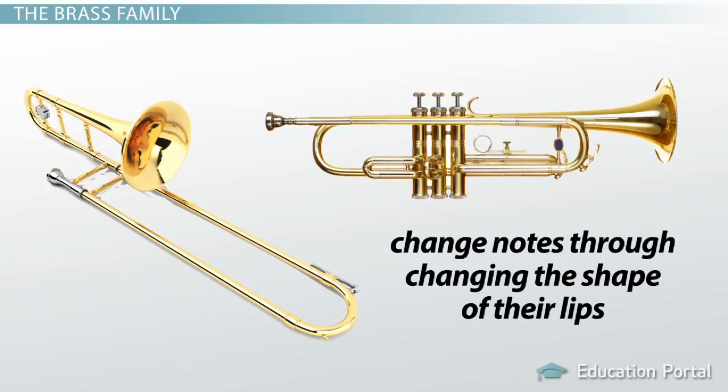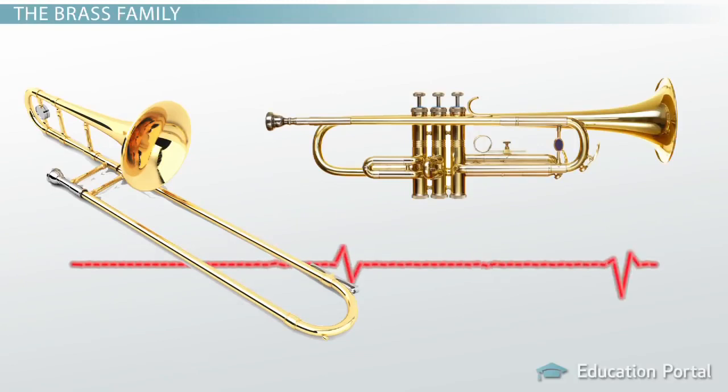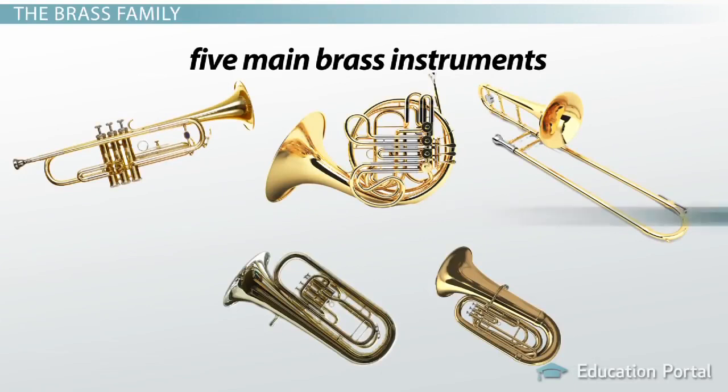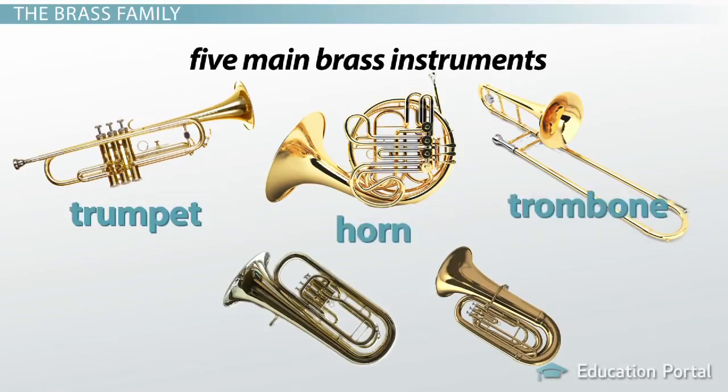Brass players also change notes through changing the shape of their lips, where tenser lips play higher pitches and looser lips play lower pitches. If you've heard taps, you've heard a brass player just using their lips to change notes. The 5 main brass instruments in the orchestra are the trumpet, the horn, the trombone, the euphonium, and the tuba. In the orchestra, trumpets and horns occasionally play the melody, but much of the brass section's job is to play supporting notes.